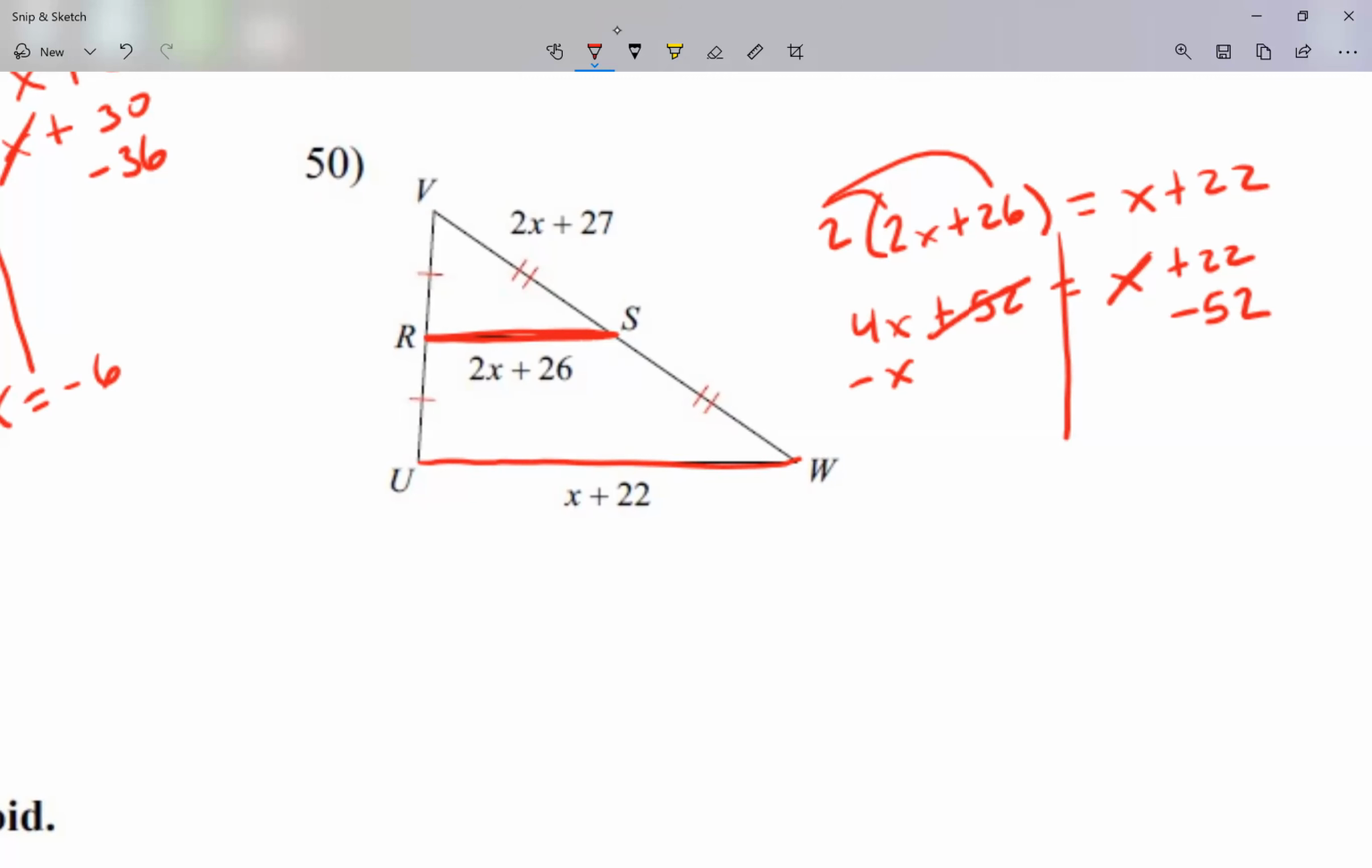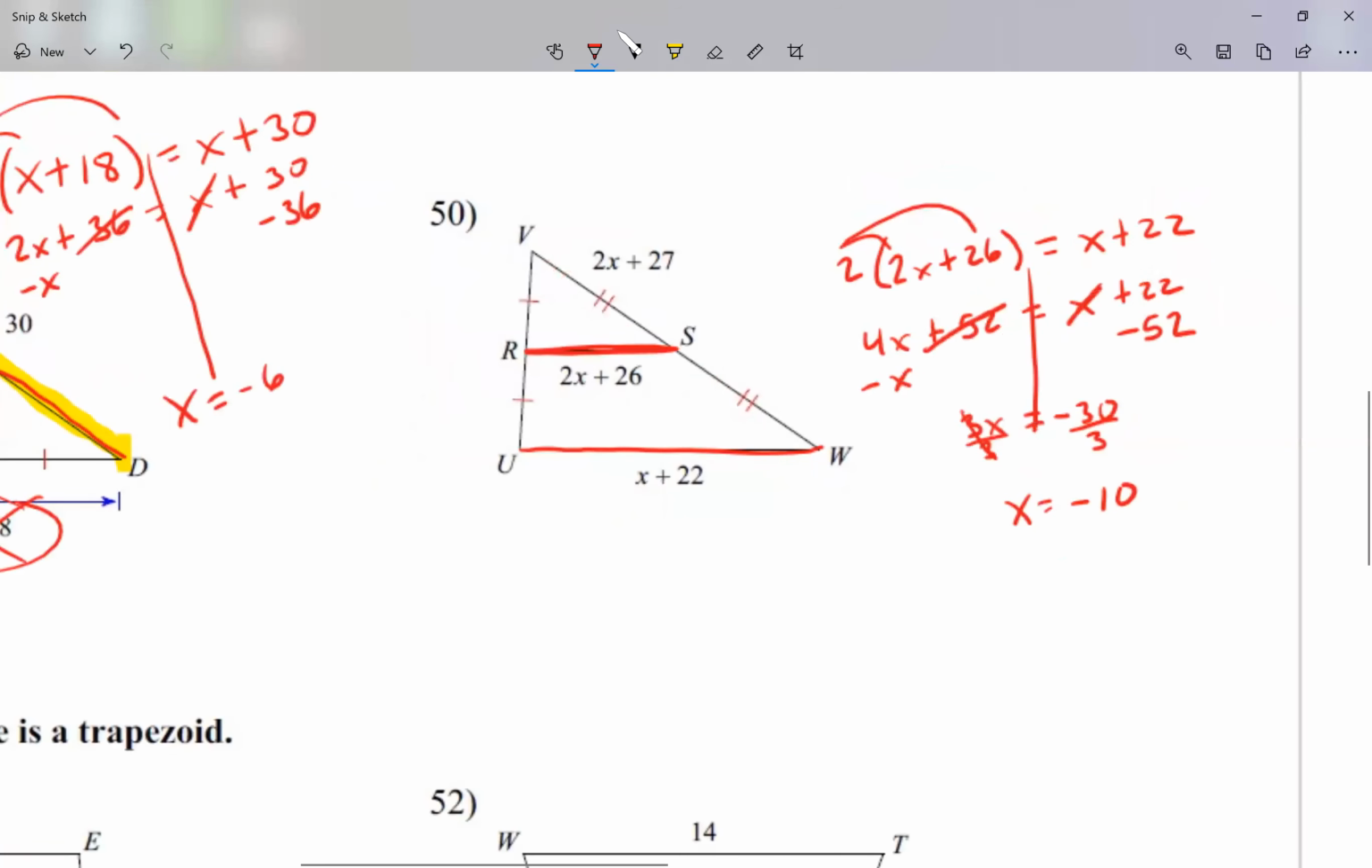On the left side, I have 4x minus 1x. So that gives me 3x. On the right side, I have 22 minus 52. That gives me negative 30. Now, I don't have the x by itself. There's a 3 in front of the x. So let me divide both sides by 3. So that gives me that x is equal to negative 10. Right? Negative 30 divided by 3 is negative 10. There's the value of x.